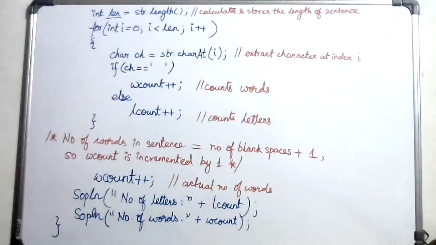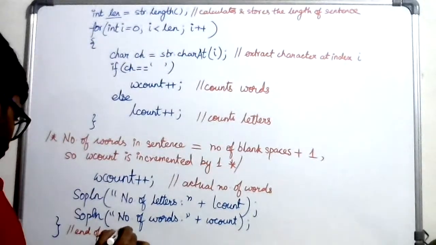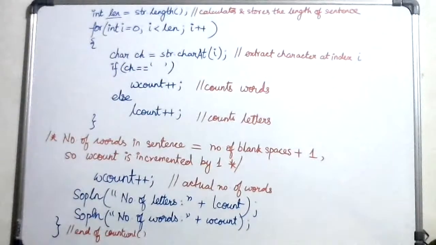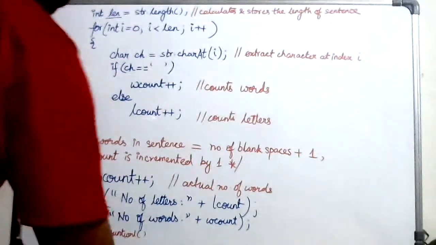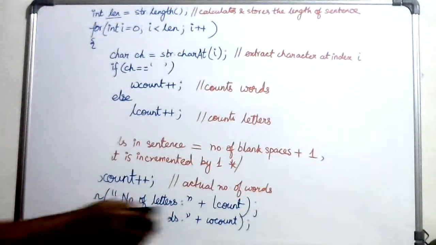So let me write down one more comment line here. End of count WNL function. So that is the end of our count WNL function. So we have defined variables, class variables, we have defined a function to do everything. Now we will define the main function where we are going to define objects and then call this particular function.